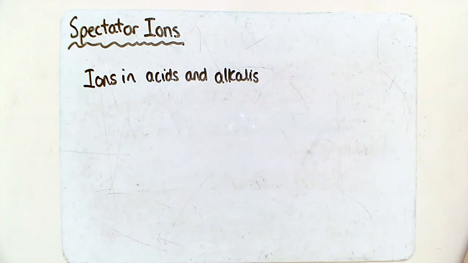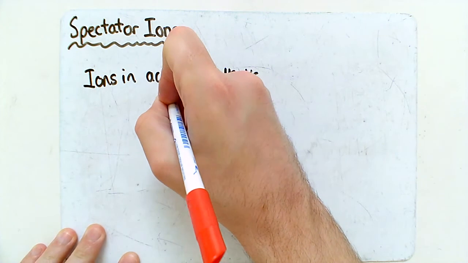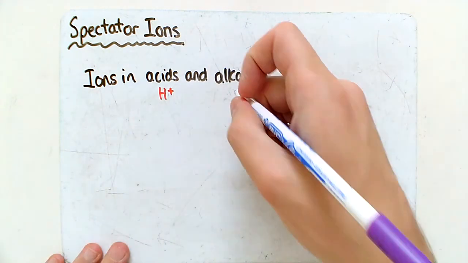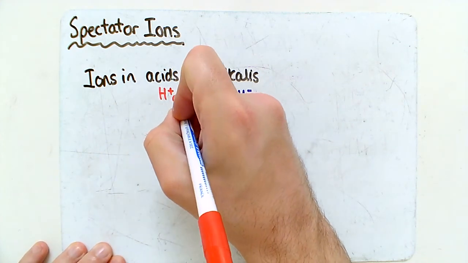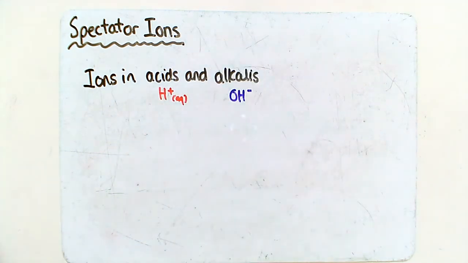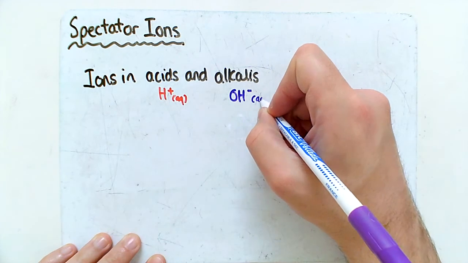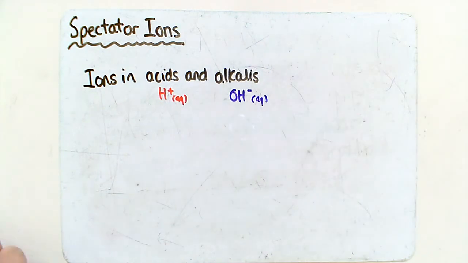Now we already know that acids produce H+ ions, and we know that alkalis produce OH- ions. Now the reason they do that is because they are in solution. So we need to add on state symbols to these as well, (aq), and here (aq) as well. That means they're in solution. But acids and alkalis produce other ions at the same time, and we're going to look at those.